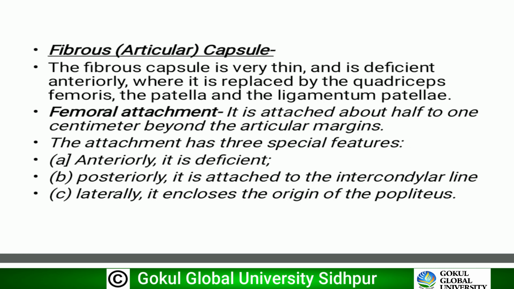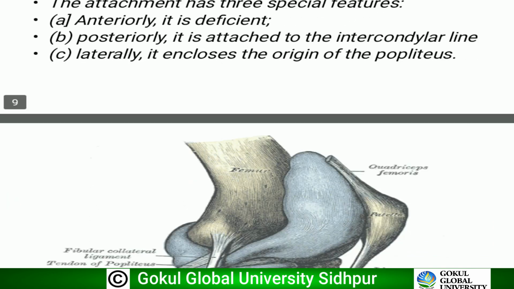Femoral attachment. It is attached about half to 1 centimeter beyond the articular margins. The attachment has three special features. Anteriorly, it is deficient. Posteriorly, it is attached to the intercondylar line. Laterally, it encloses the origin of the popliteus.